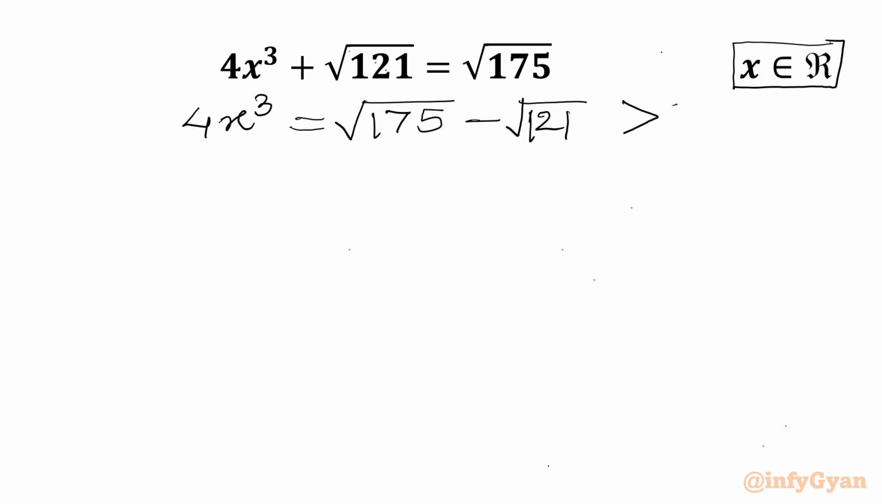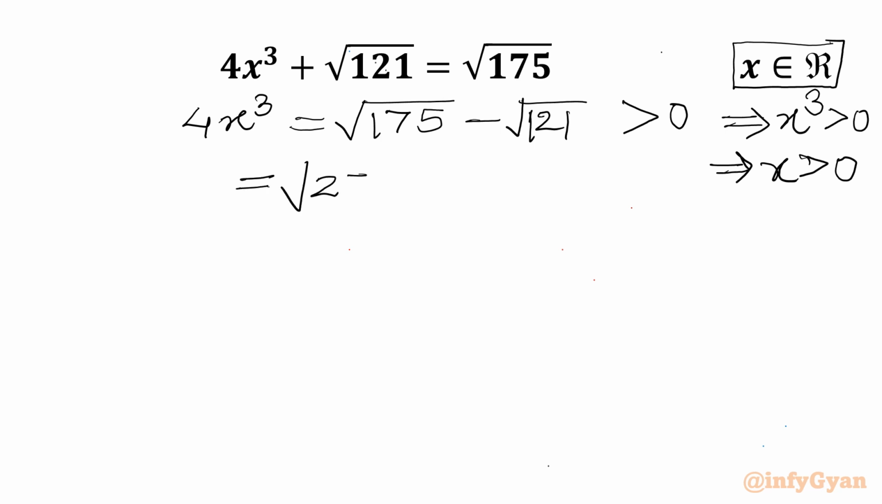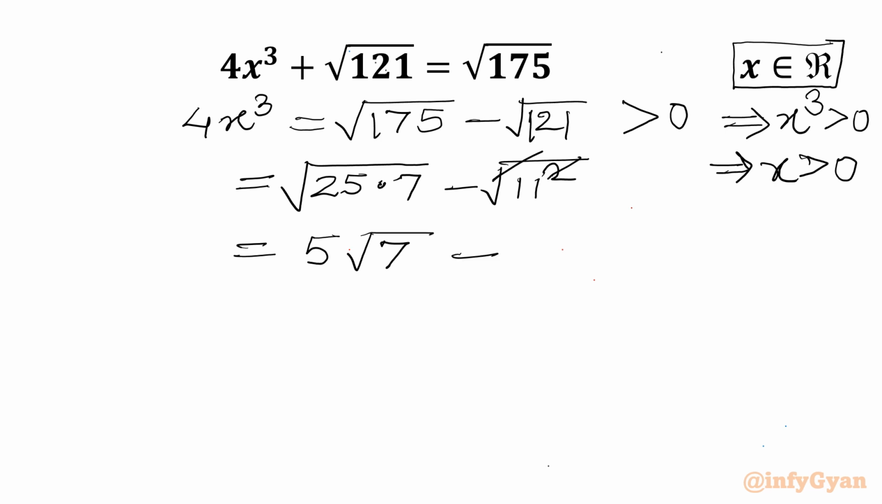Now this side is positive, so I can say x cube will be positive, and for real x, x must be positive. Now I can factorize 175 as 25 times 7 and 121 is 11 square. Now square root and power 2 will be over, and here I can write 5 square root 7 minus 11. This is equal to 4x cube.